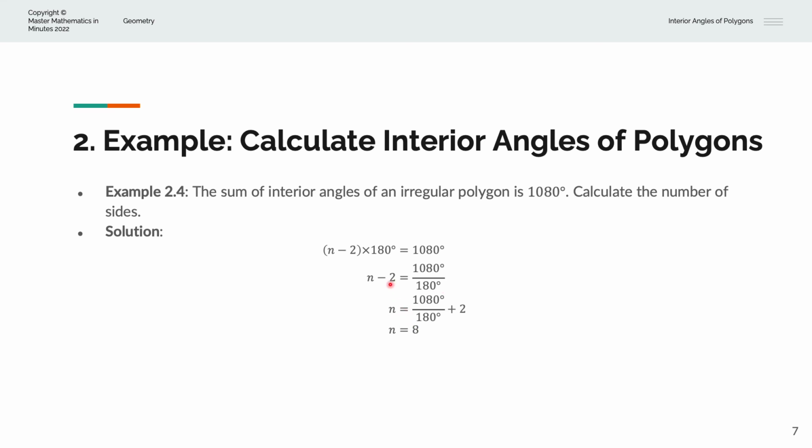And solving for n, we'll bring the minus 2 to the right, and that becomes a plus 2. And we'll copy the first term down. And that simplifies to n equals 8. So this polygon has 8 sides.